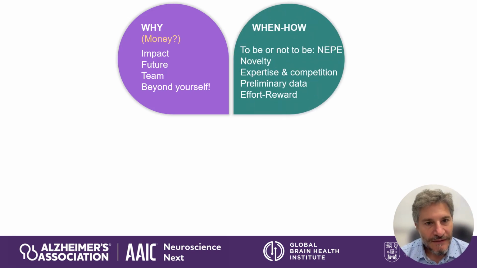The other thing is when and how. I think that there are four critical aspects to answer that, and I call it NEPE: novelty, expertise and competition, preliminary data, and effort-reward. So you have to be sure that what you want to do, your specific goal, your specific project, really brings a novelty. Sometimes, novelty means that you are going to develop something that has been done in one field, but you bring it to another field or another context or another population. Or sometimes you really create a new method, or you integrate different approaches in a unique way.